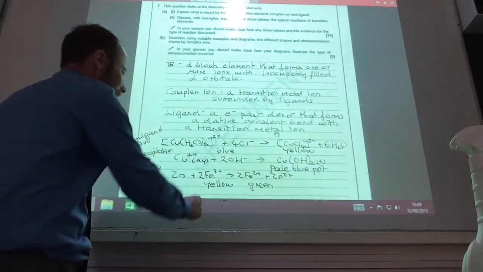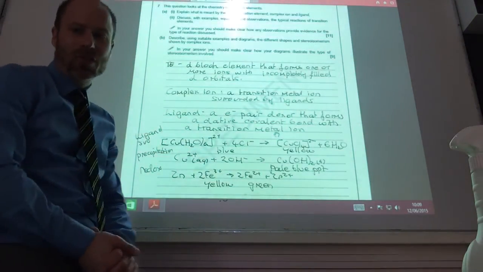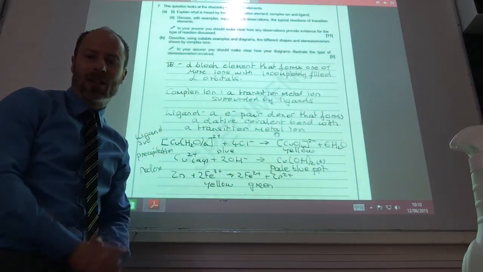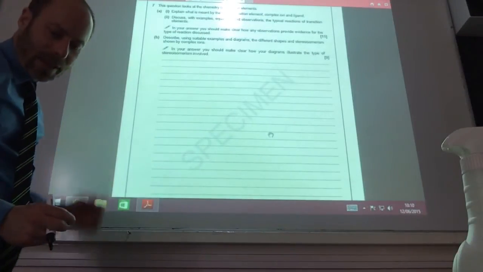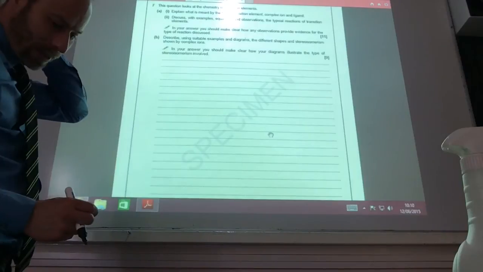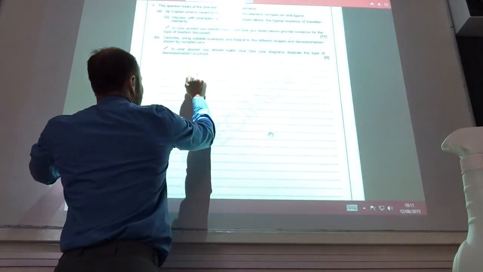You know that because Fe3+ is a yellowy colour. Fe2+ is a greeny colour. Those are the two ions that you do need to know their colours for. Okay, we now need to draw some complex ions for part B. So let's do an octahedral example.